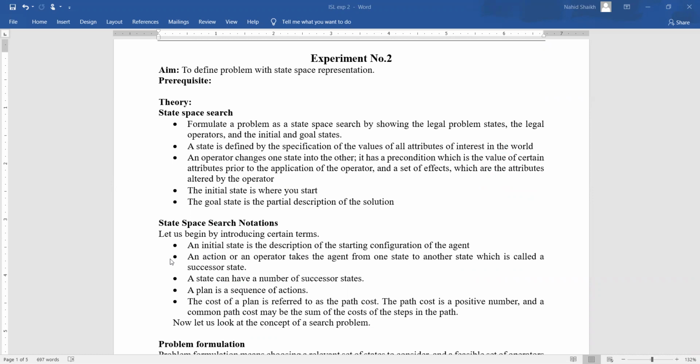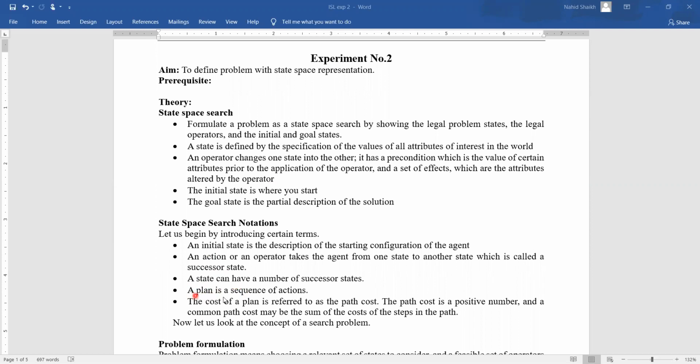The first thing you need to define when you are defining the state space for a particular problem is the initial state. Second thing you need to define is the action or the operator. This action and operator will generate the new states so that you can move from one state to another state. Next thing which you will require is the successor state. That means, if you apply the action, how will the successor state be, right?